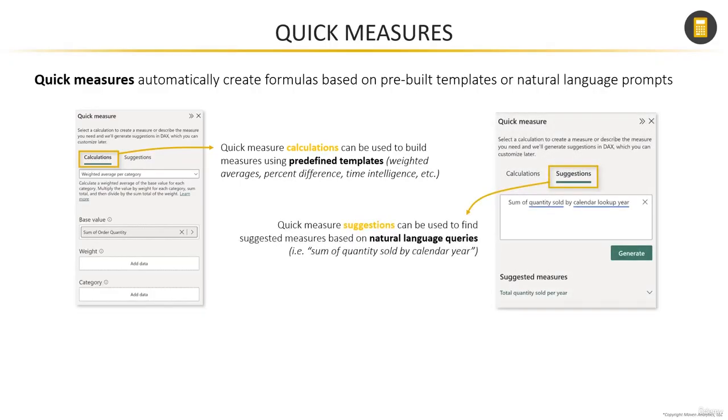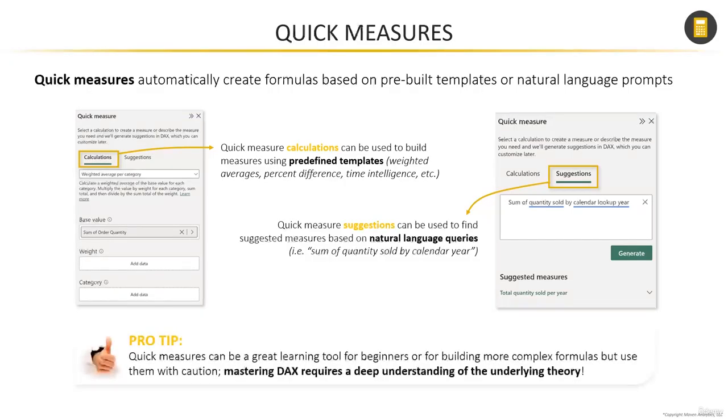The second method is called suggestions and uses natural language queries to build and create explicit measures. So, for example, you could say something like sum of quantity sold by calendar year, and Power BI would take that statement and do its best to create a measure based on what you said. Now, as you can see on screen here, Power BI created a suggested measure called total quantity sold per year, which on the surface seems pretty accurate, but definitely requires more investigation.